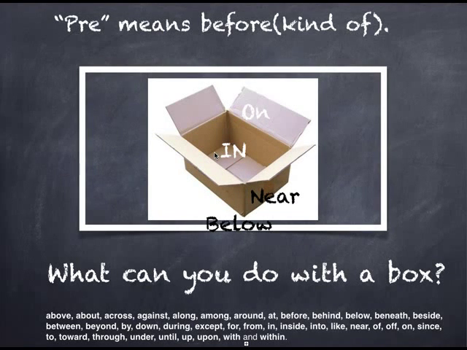We can go around the box. We can go against the box. These are all the things that you can do with a box, and these are all the prepositions.